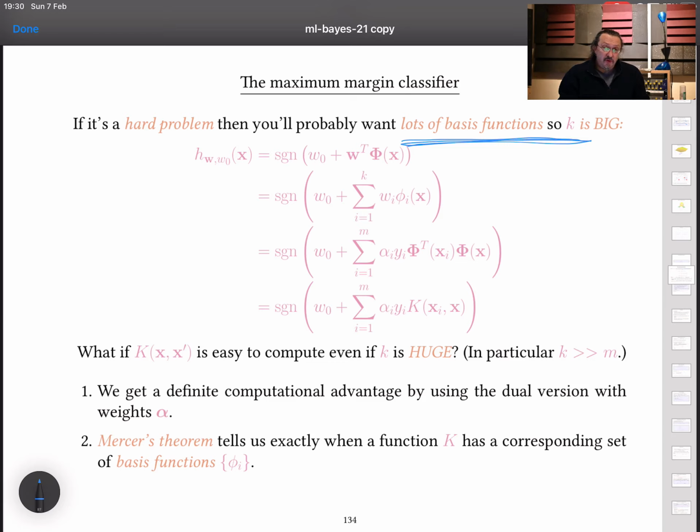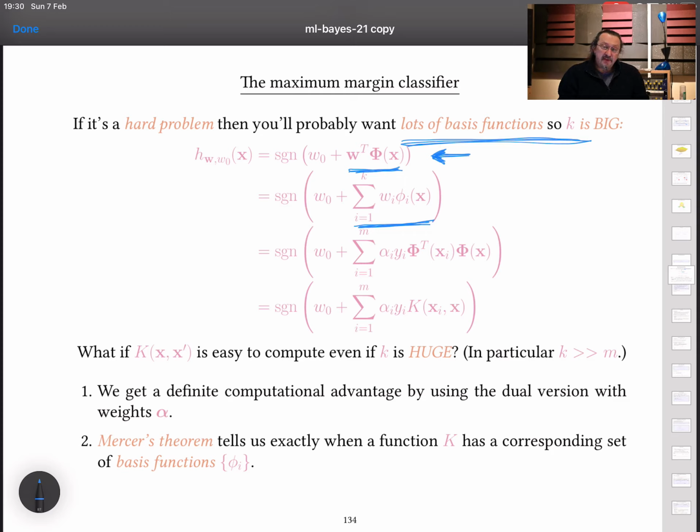Now, what consequences does that have in this case? Well, if you write the form of the classifier in its standard format, this inner product is then a sum with k terms in it. And we've just suggested that k may in fact be very, very large. That's not good, if k is sufficiently big that computing this sum becomes a problem.